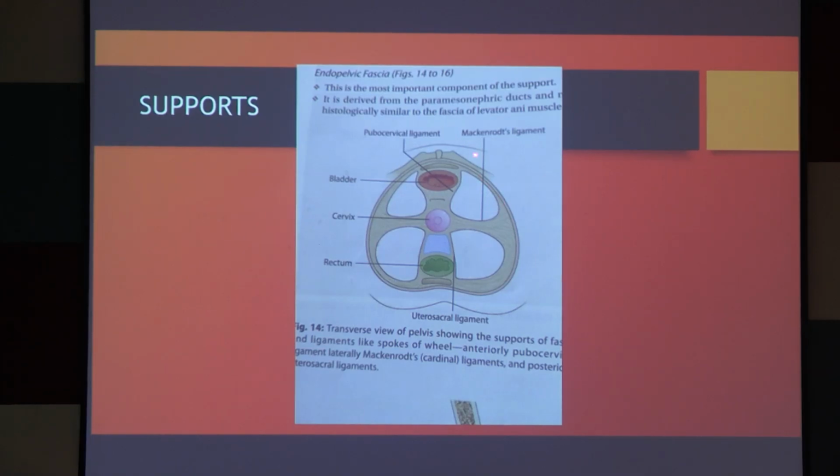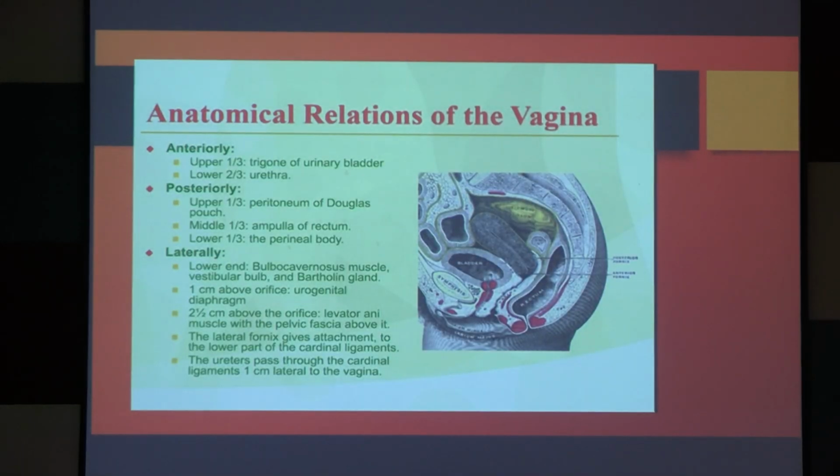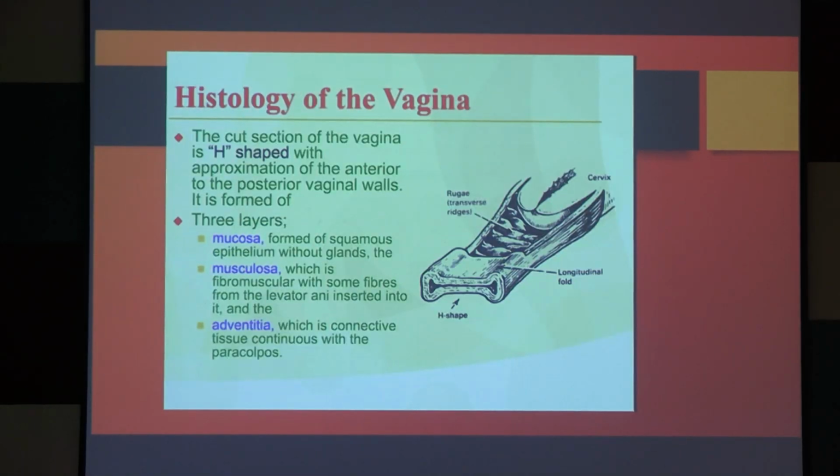That means McIndoe's, pubocervical, and uterosacral, and the muscles, and the anatomical relations were already stated many times. The vaginal mucous membrane, which I already stated, is stratified squamous, and it is thrown into folds. That is called rugae. How do you know that it is a vaginal wall? It is not a wall of the cervix. It is the cervix in the vagina because of the presence of rugae.